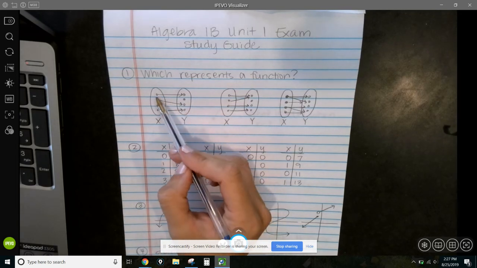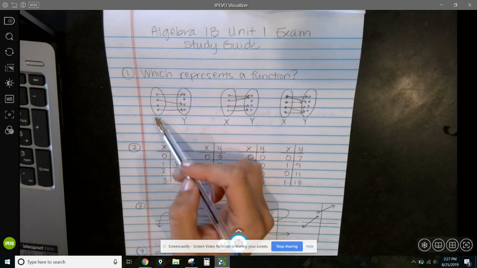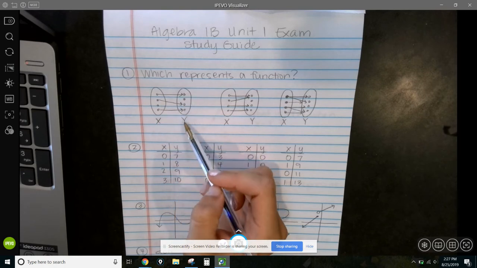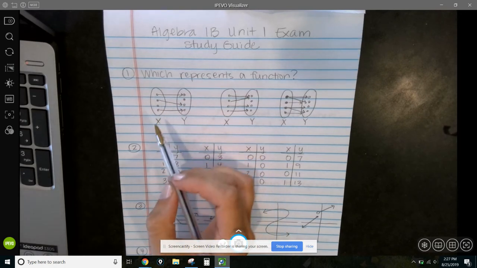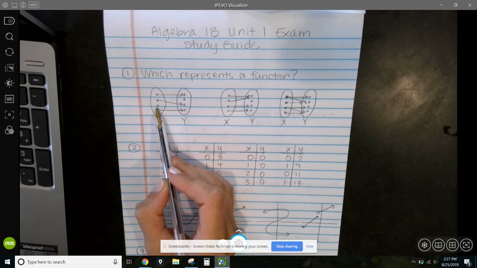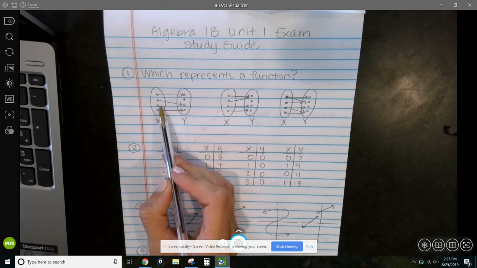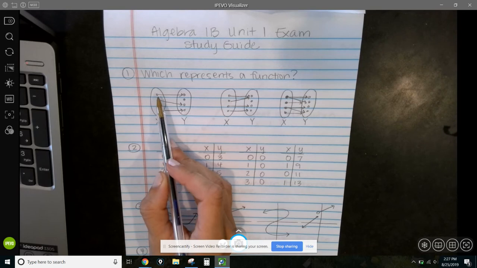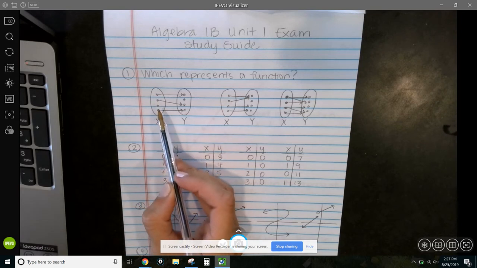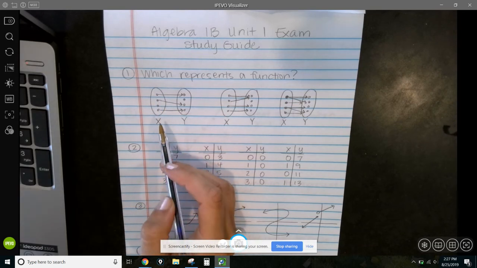If I look at this first picture right here, here are my x values, my input, and here's my output. This one is not a function because if you notice this one dot right here, whatever number this is, it did not have an output. And to be a function, every input has exactly one output. So this one is not a function.